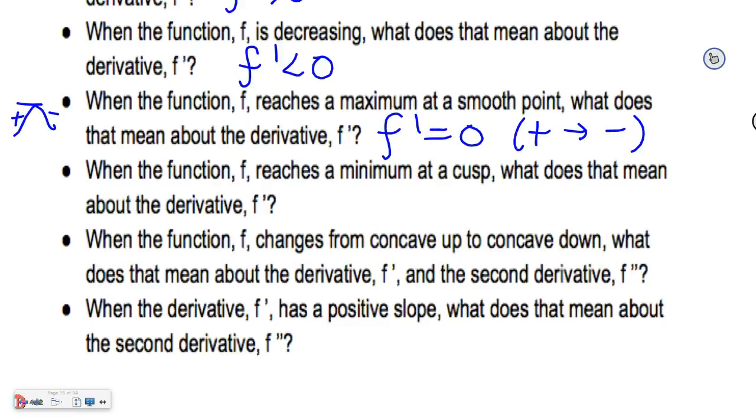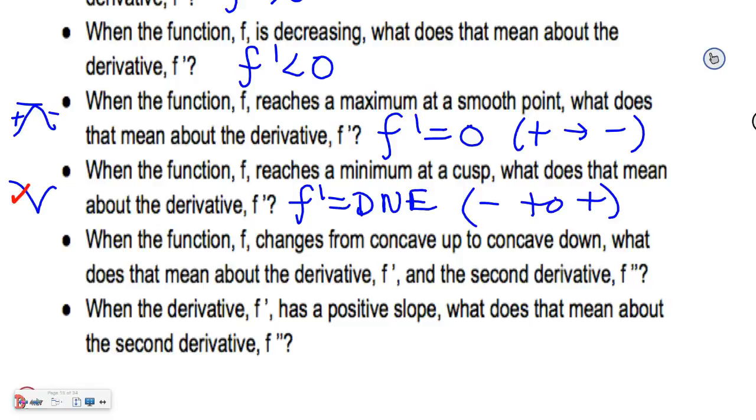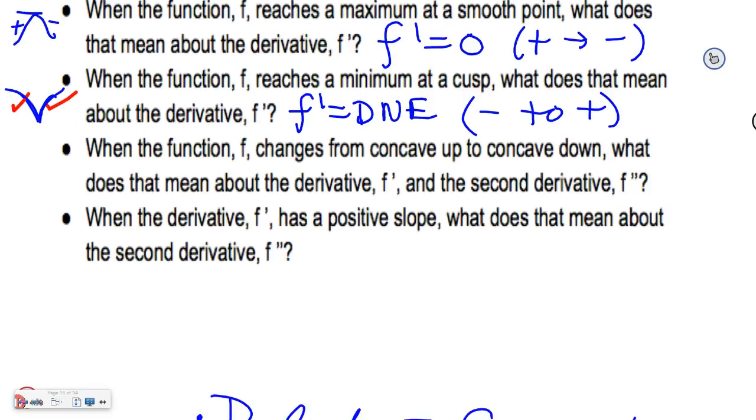When f reaches a minimum at a cusp, what does that tell me about the derivative? Well, it tells me that it does not exist, but it still has a sign change of negative to positive. This function is decreasing over here, so it has a negative first derivative, and it's increasing over here with a positive first derivative. It does create an extremum, it's just that it creates it at a cusp. When the function f changes from concave up to concave down, what does that tell us about f prime?